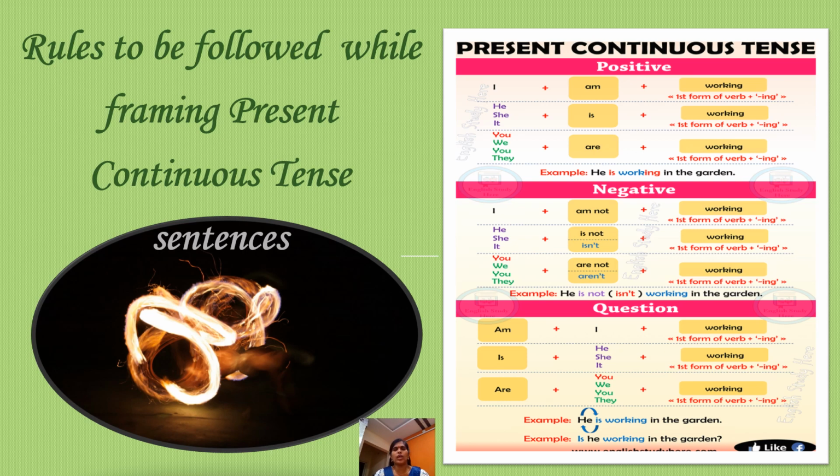In the same way, is he working? Is she working? Is it working? In the same way, are we working? Are they going? Or are you working? Are you sleeping? So, in this manner, you can frame a number of present continuous sentences in positive, negative and question form.